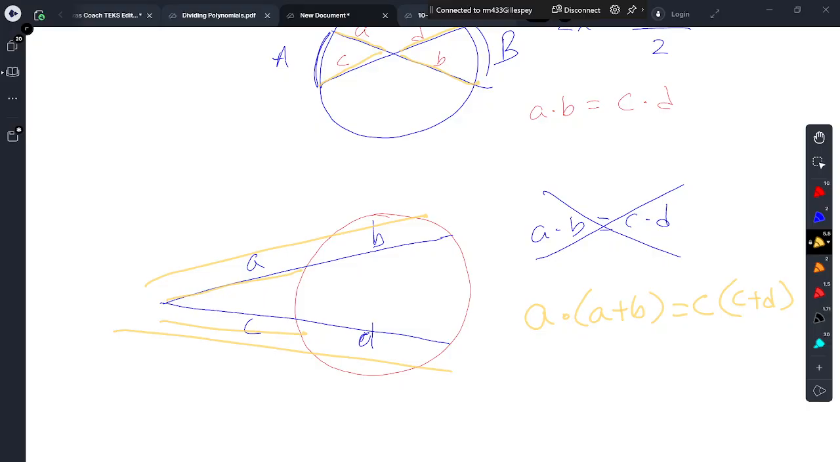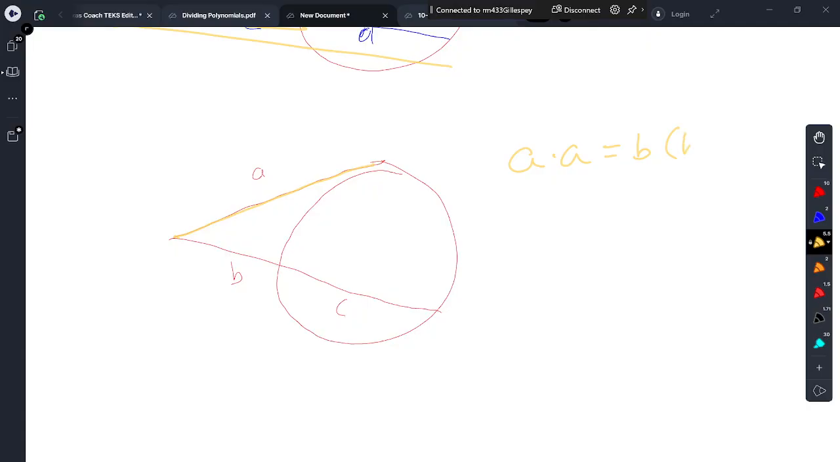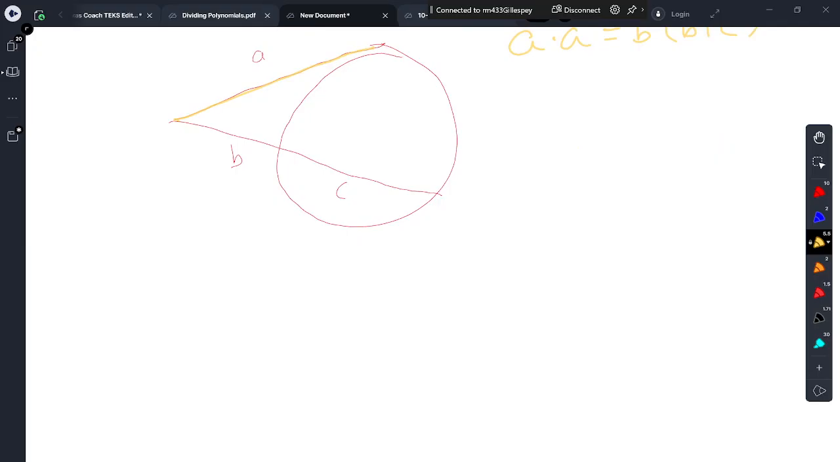Pretty simple. Once you get those two down, all the rest of the ones that I would show you are just some variation of that. If I had a tangent with a secant, then I'd have A, B, and C. What did I say the formula was? The outside, A, times the whole thing, A, is equal to the outside times the whole thing, B plus C. It's not a new formula. It's just that one.